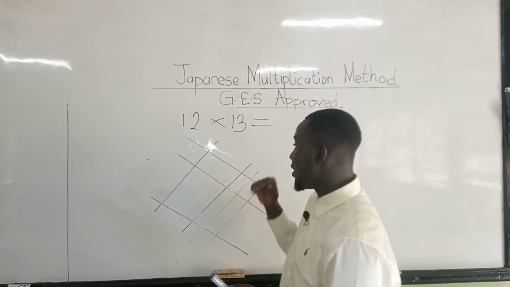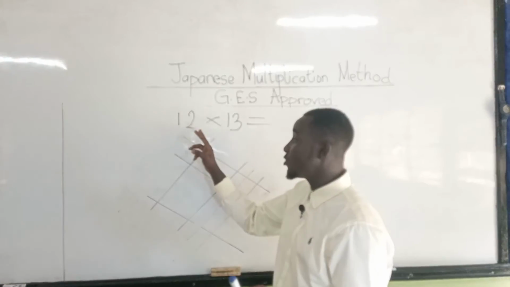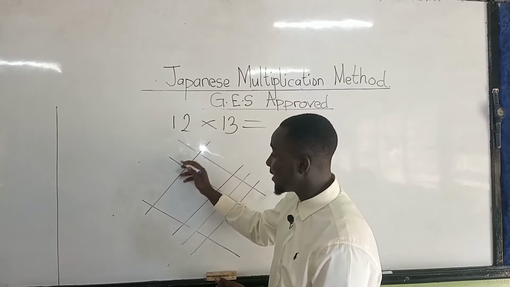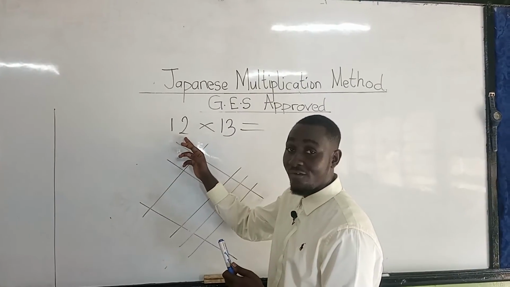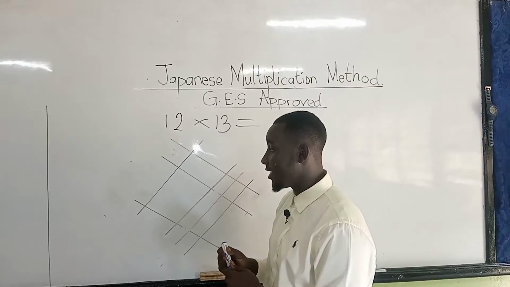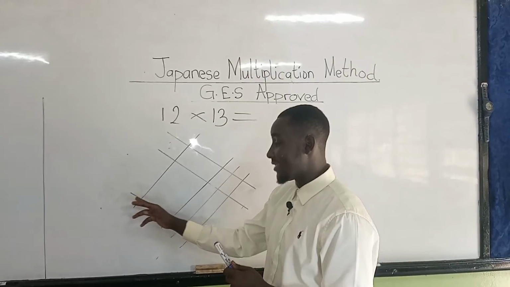All right. So we have 12 here. For the ones place value, we have 2 there. That's why we have 2 lines over here. These 2 lines are representing the 2 over here for the ones place value, okay? And then the 1 here is at the tens place value. And for the tens place value, we have 1.